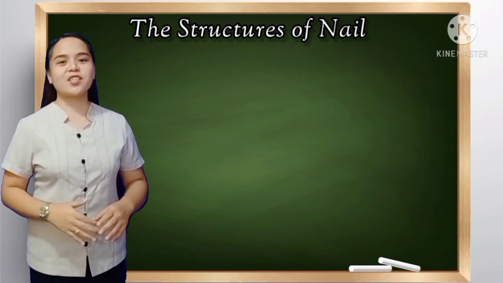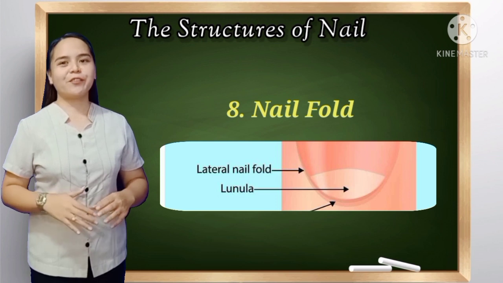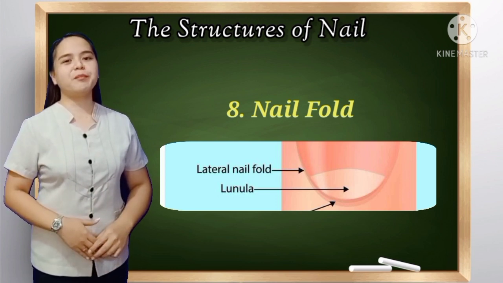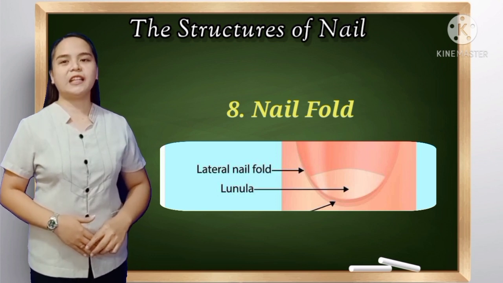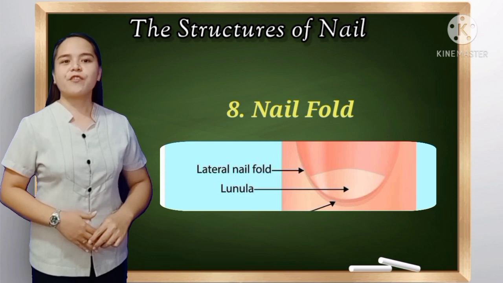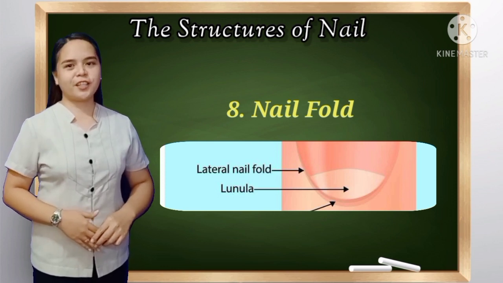And the last one is the nail fold. It is the tissue that encloses the nail matrix at the root of the nail. It attaches the nail to the rest of the skin through the protective cuticle.